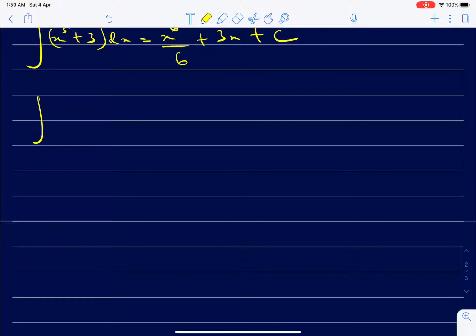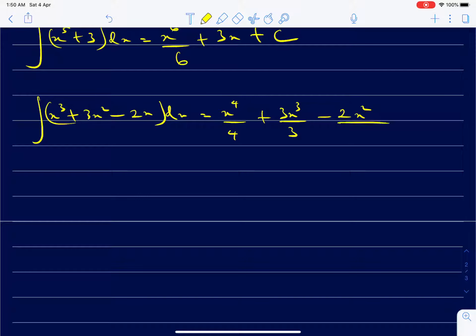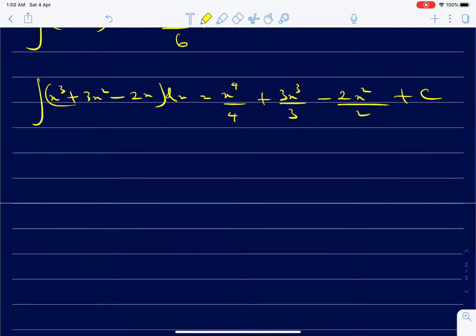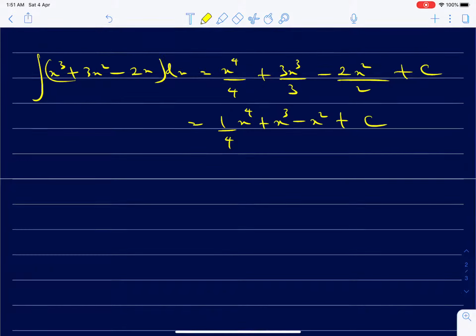Evaluate the integral of x cubed plus 3x squared minus 2x with respect to x. This is the same as x raised to the power 4 over 4 plus 3x cubed over 3 minus 2x squared over 2 plus c. And that's equal to 1 over 4 x raised to the power 4 plus x cubed minus x squared plus c.